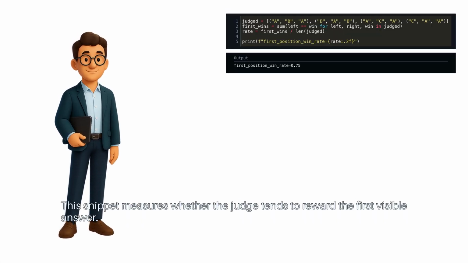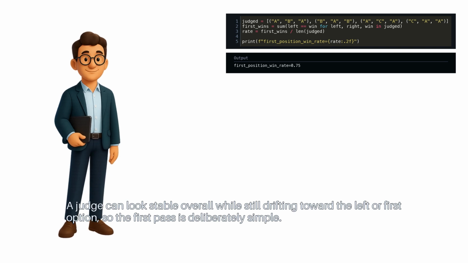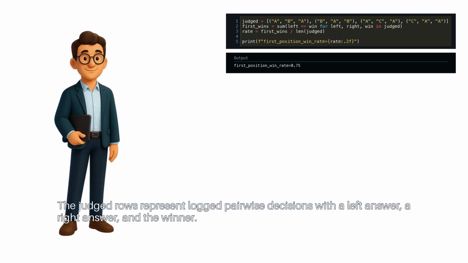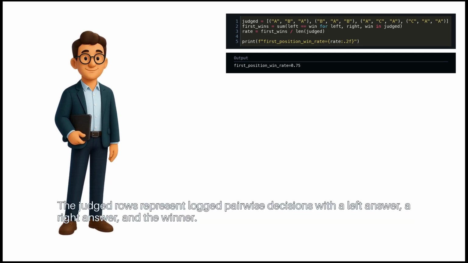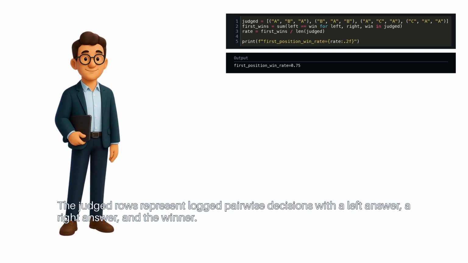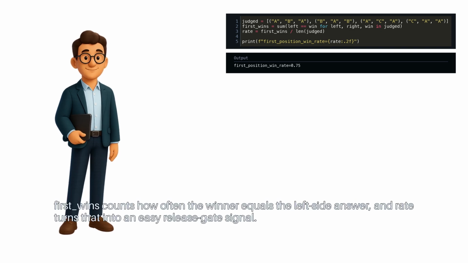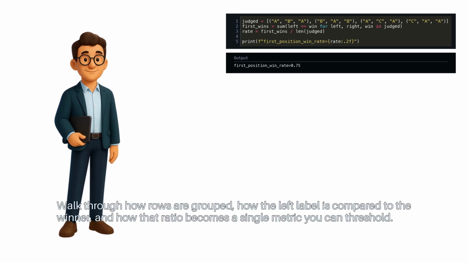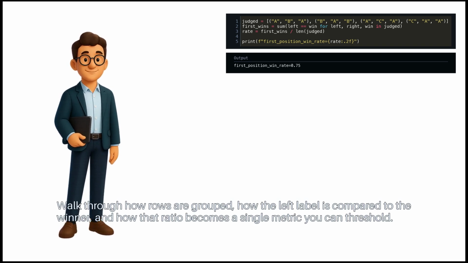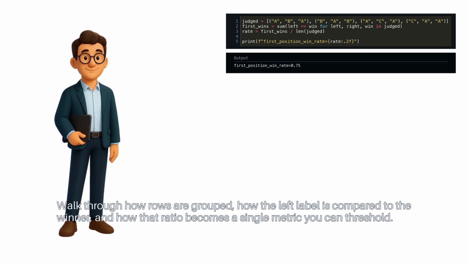This snippet measures whether the judge tends to reward the first visible answer. A judge can look stable overall while still drifting toward the left or first option, so the first pass is deliberately simple. The judged rows represent logged pairwise decisions with a left answer, a right answer, and the winner. First wins counts how often the winner equals the left side answer, and rate turns that into an easy release gate signal. Walk through how rows are grouped, how the left label is compared to the winner, and how that ratio becomes a single metric you can threshold.